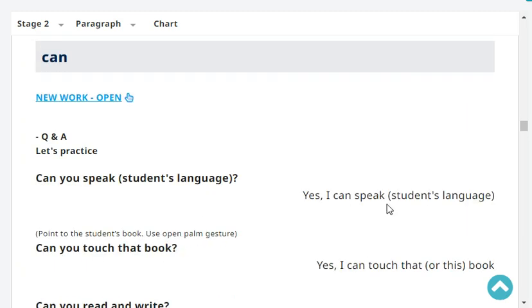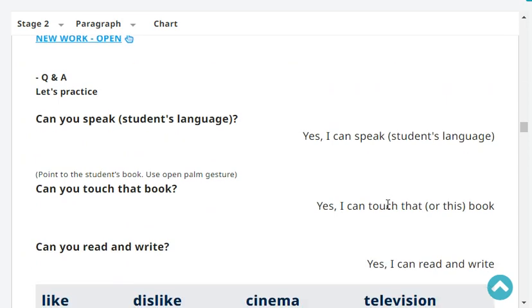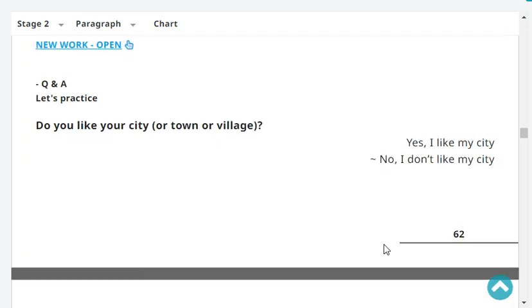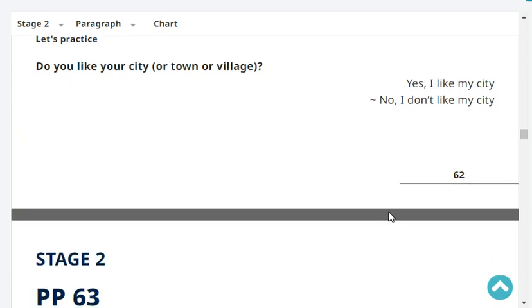Okay. Can you speak Japanese? Yes, I can speak Japanese. Can you touch this book? No, I can't touch that book. Very good. Can you read and write? Yes, I can read and write. Very good. Do you like your city? Yes or no? Yes, I like my city.